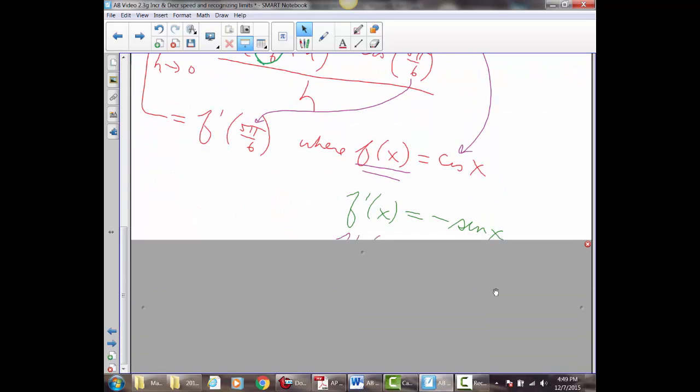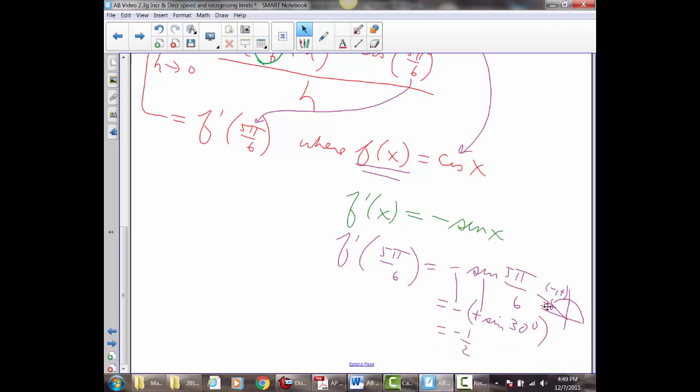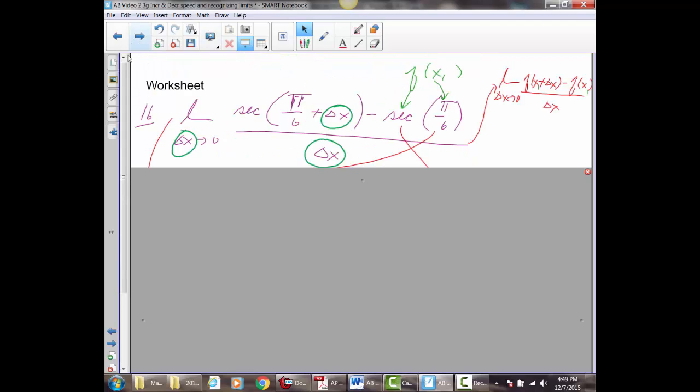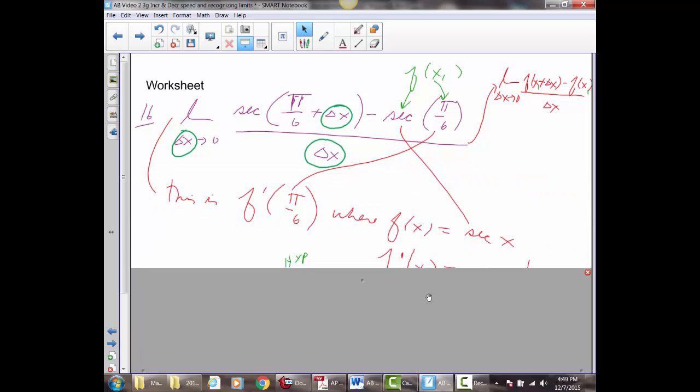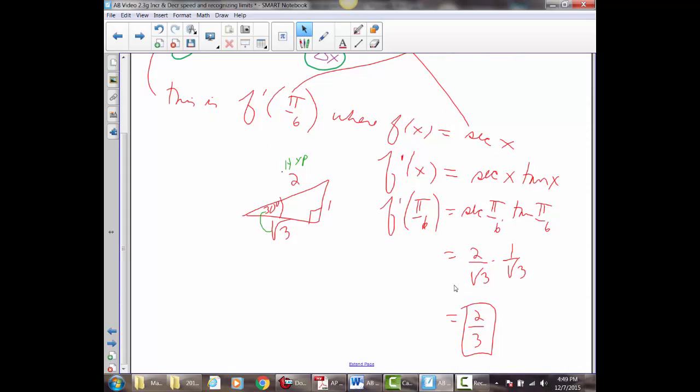So really what this is, is the derivative at pi over 6, where f of x is cosine x. If f of x is cos x, its derivative is negative sine x, and now I'm going to replace x by 5 pi over 6. That reference angle is 30 degrees. Your answer will be negative a half. Same thing here. The function is secant x, and the specific value we're finding that at is pi over 6. Derivative of secant x is secant tan. Replace the x's by pi over 6, and you'll get an answer.